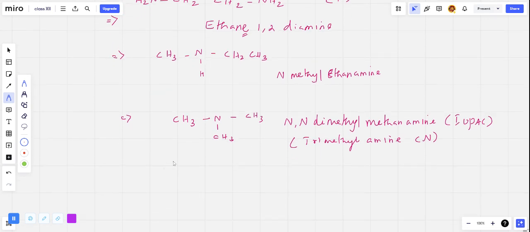Let me give another example: CH3, N, CH3, and here C2H5. Which is the longest chain? This is the long chain, so it should end with ethanamine. But two alkyl groups are attached to the nitrogen, so N,N-dimethyl ethanamine.